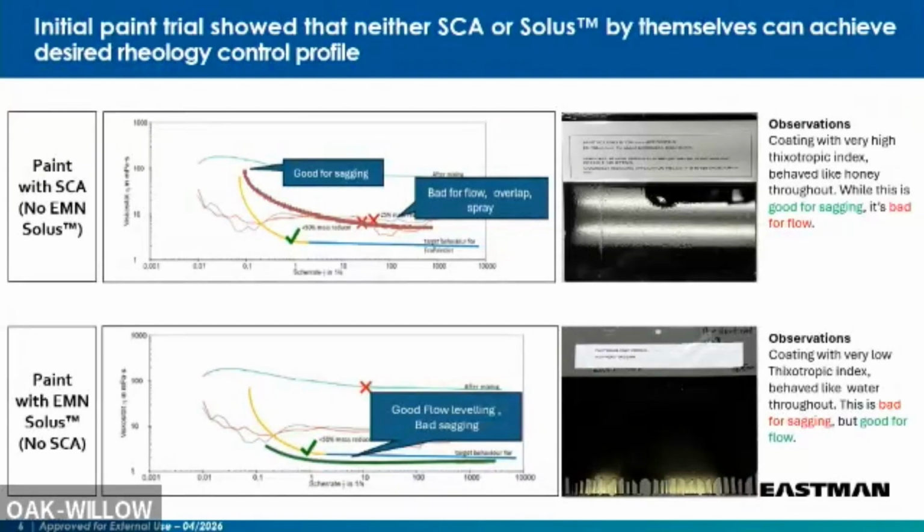The SCA alone was on the higher side. It was very good for sagging. You see the panel, there is no sagging. But what happened was you can see the peeliness, right? It looks very bad for automotive appearance.